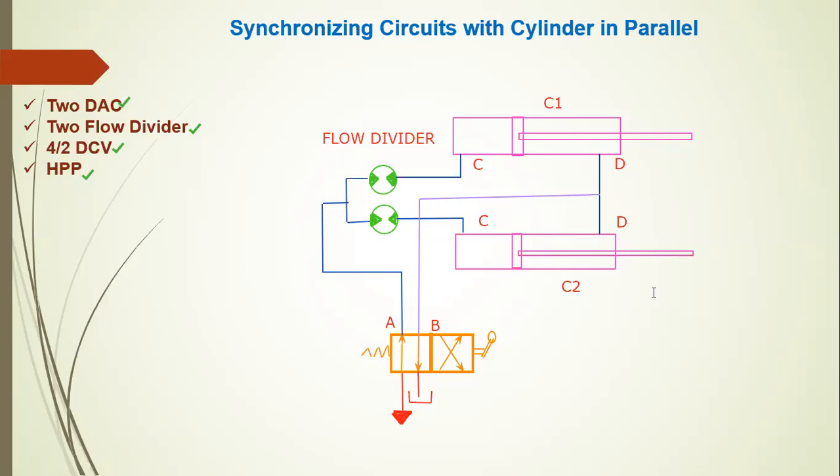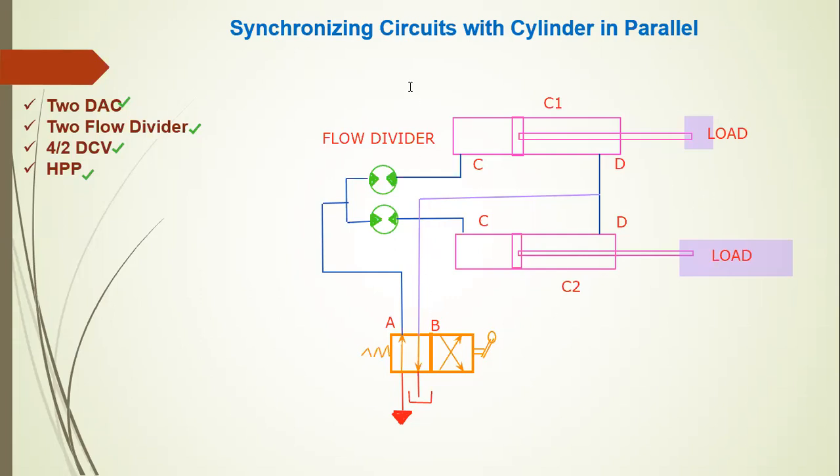This is the complete drawing for the synchronizing circuit with parallel connection. Consider that the load on cylinder 1 is higher and on cylinder 2 is lower, or vice versa, but both cylinders are actuated through the same distance.